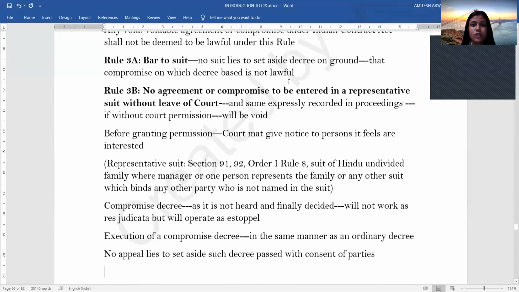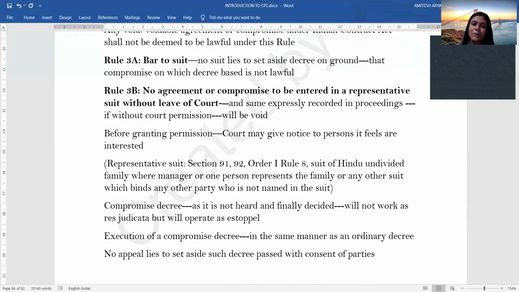And 3B is saying no agreement or compromise can be entered in a representative suit without taking the permission of the court, and the same has to be expressly recorded in the proceedings. If you are doing so without taking the court's permission, it will be void. Obviously, it's a representative suit, lots of people's interests matter. That is why the court's permission is needed. And before the court will grant permission, the court may give notice to the persons it feels are interested and need to know that such and such thing will be happening.